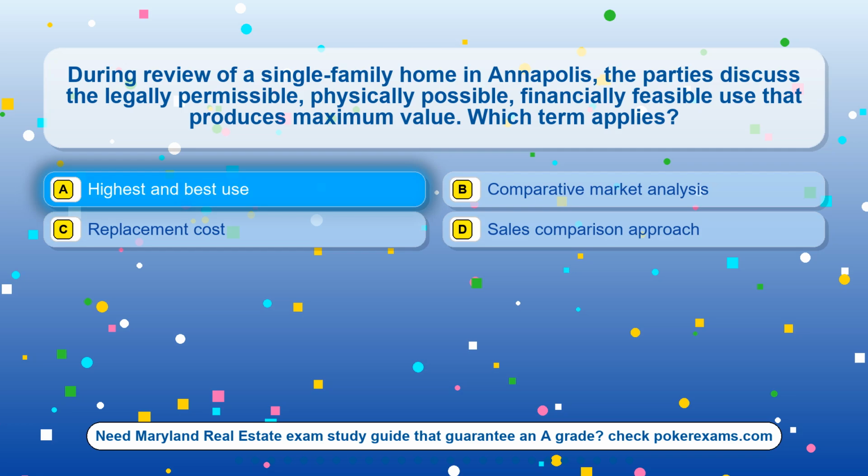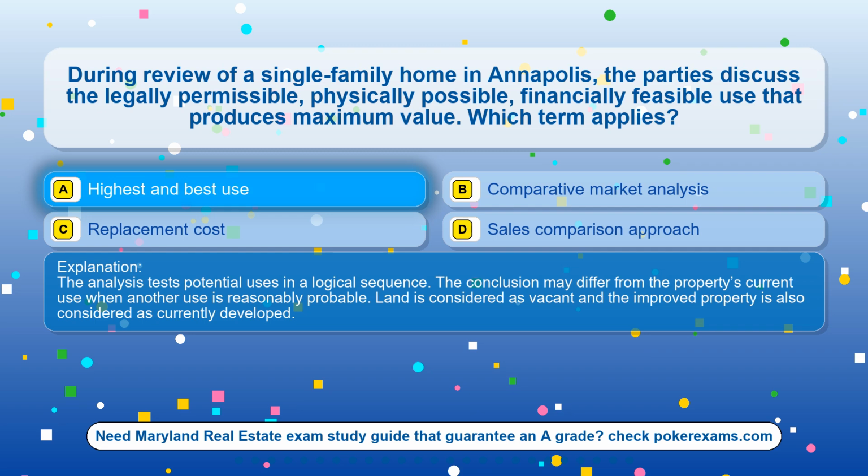The correct answer is option A, highest and best use. The analysis tests potential uses in a logical sequence. The conclusion may differ from the property's current use when another use is reasonably probable. Land is considered as vacant and the improved property is also considered as currently developed.